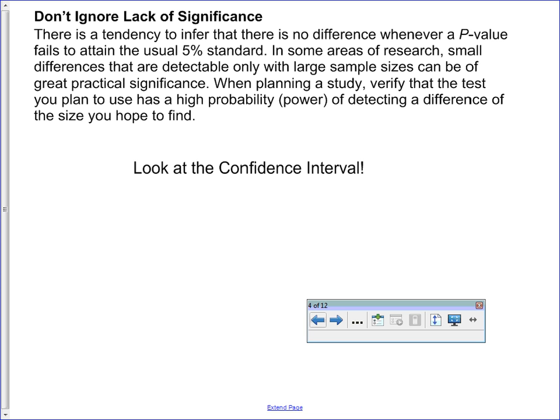And we'll get into this in class. And so a lot of times the confidence interval will give you a lot more information of how much change there actually was. Because just saying that there was some change is not necessarily all that useful.